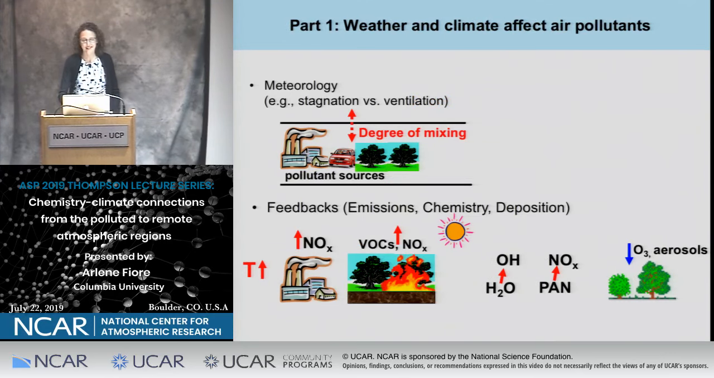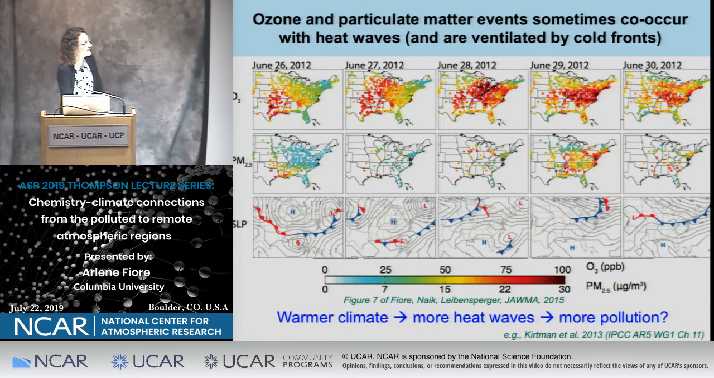Okay, so part one. In this case, we're going to focus largely on particulate matter, but I also wanted to mention surface ozone, which are two top air pollutants in the US and pretty much in most regions of the world. And these often co-occur with heat waves. What I'm showing you is a map of the eastern US where we see measurements from a network of observing sites across the country. June 26th through June 30th of 2012 was a large heat wave that extended into early July of 2012.